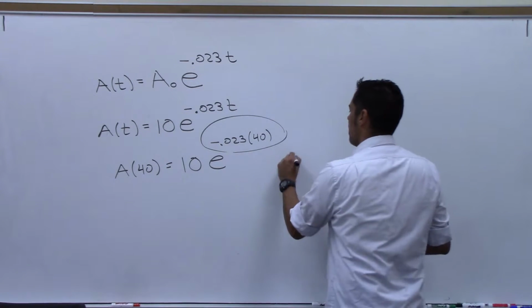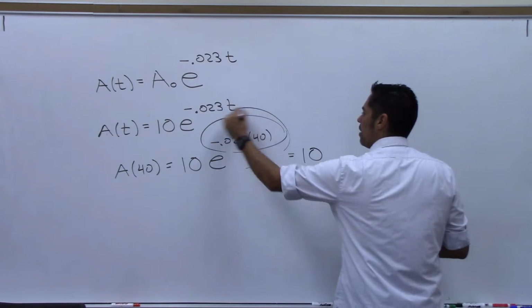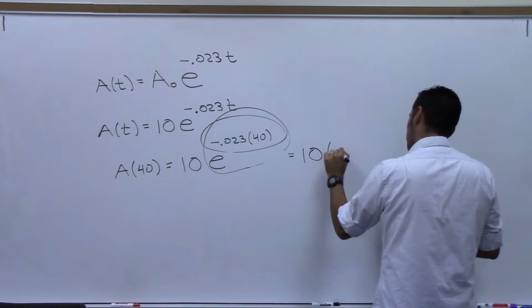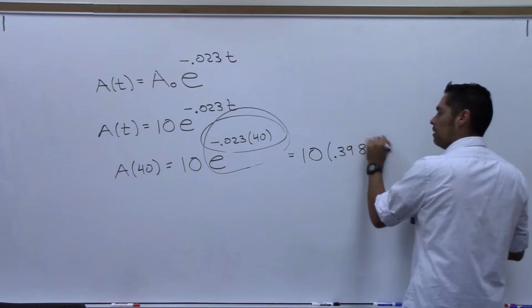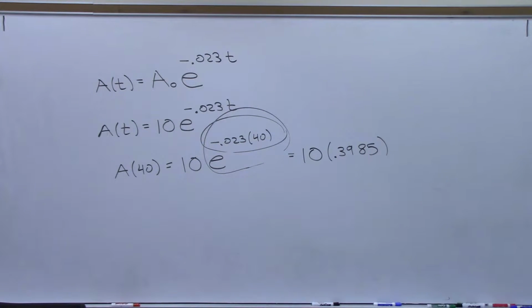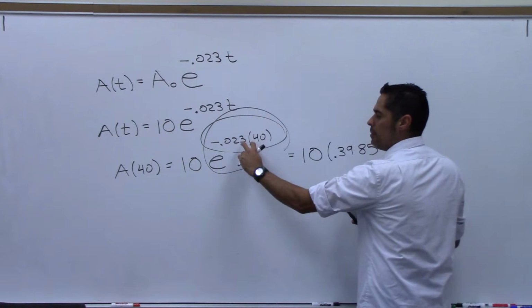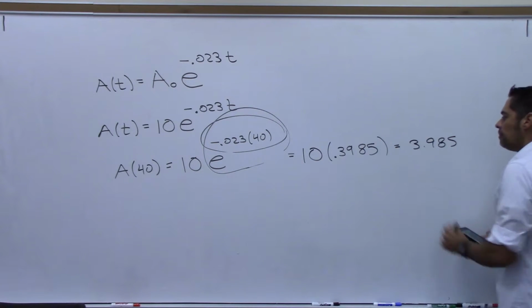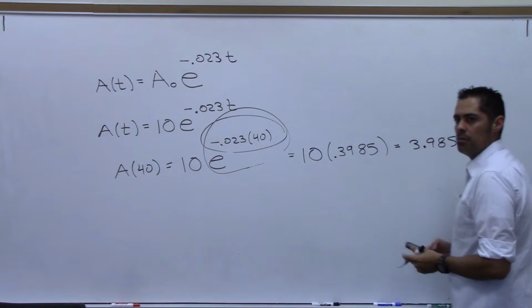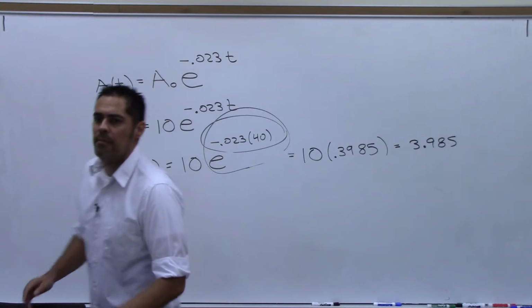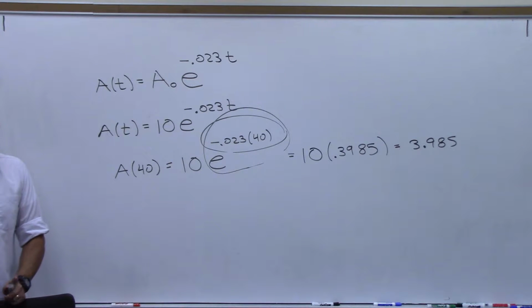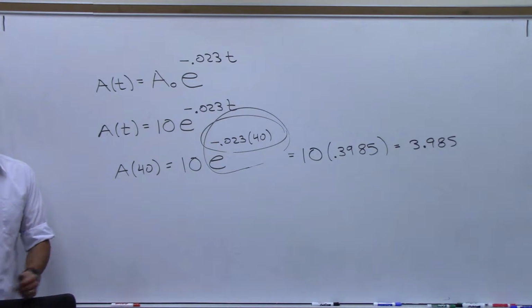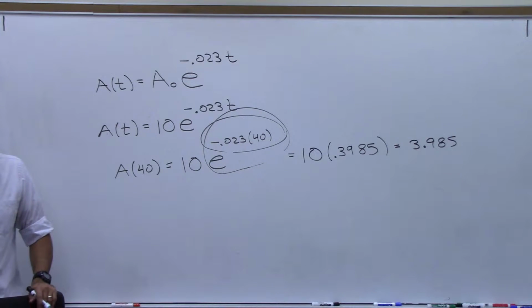So when I do all that, I get 10 times e raised to all that, I'm getting 0.3985 something. Anyone else getting that? Yes? Because this is a negative number, e to a negative number. And then you multiply that, you get 3.985 pounds. So 40 years from when it happened, a little under half of it's still there, right?